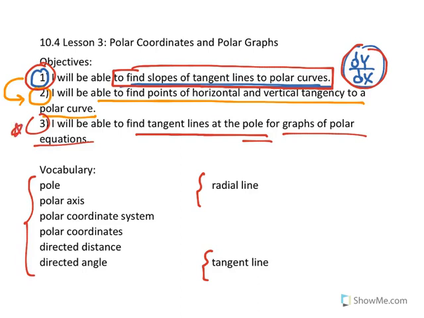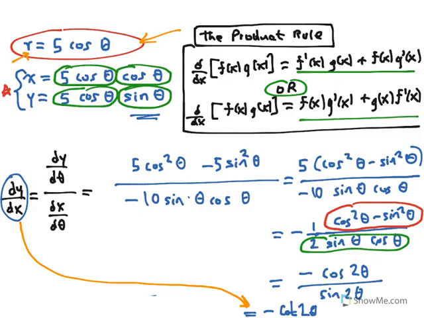So now we'd like to look at Objective 2. You'll be able to find points of horizontal and vertical tangency to a polar curve. Let's revisit the problem that we began with, which is r is equal to 5 times cosine theta. We'd like to use this problem to help us with our objective, finding points of horizontal and vertical tangency to our polar curve. You can graph this polar equation, and this is the graph that you will see.